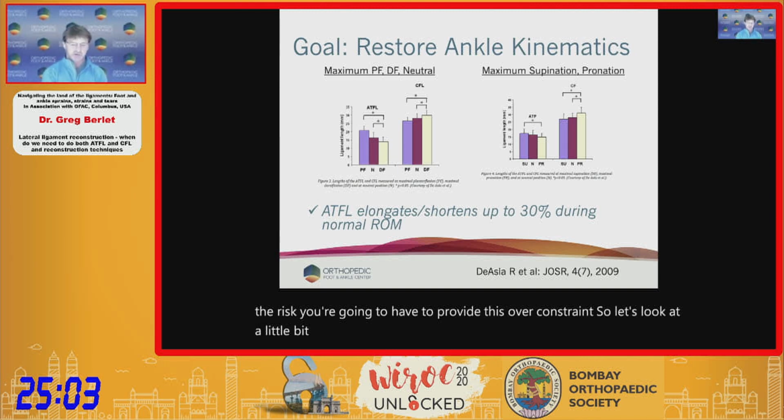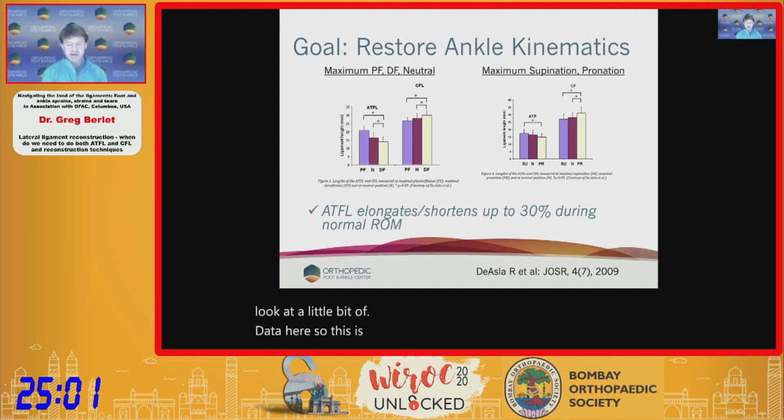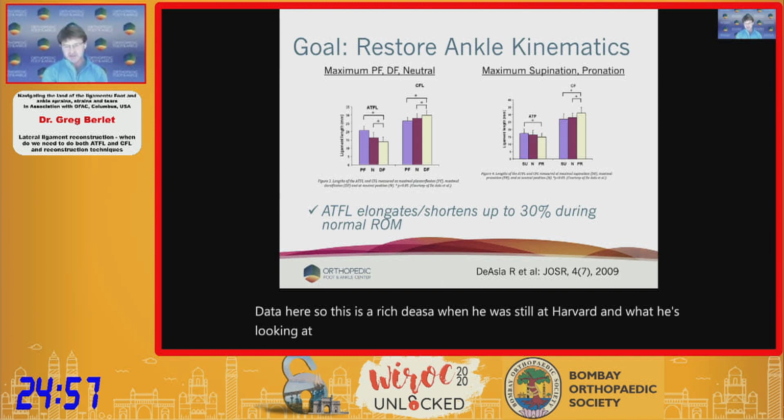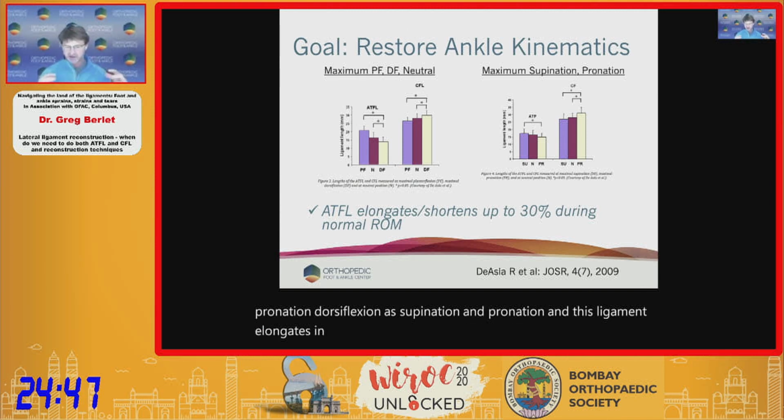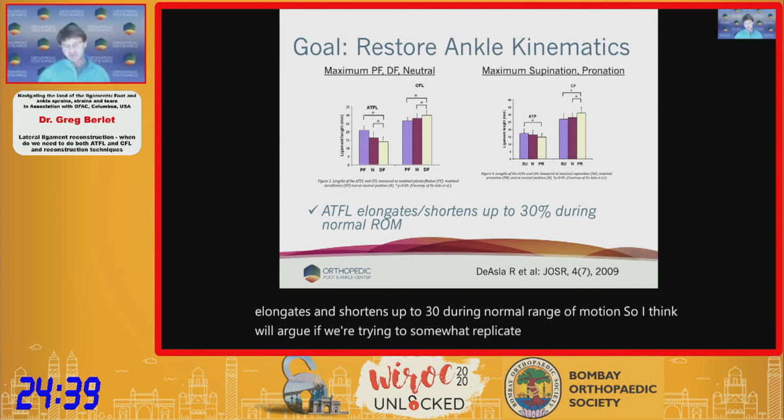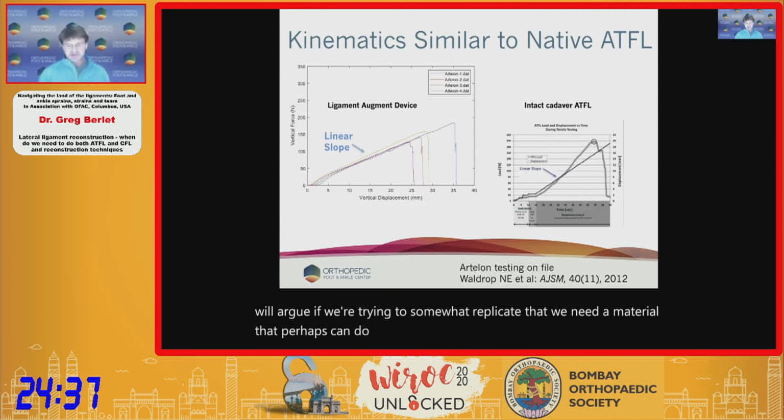So this is Rich Diasa when he was still at Harvard. And what he's looking at is anterior talofibular ligament mechanical behavior during pronation, dorsiflexion, as well as supination and pronation. And this ligament elongates and shortens up to 30% during normal range of motion. So I think we'll all argue if we're trying to somewhat replicate that, we need a material that perhaps can do the same thing. Let's take a look at this.